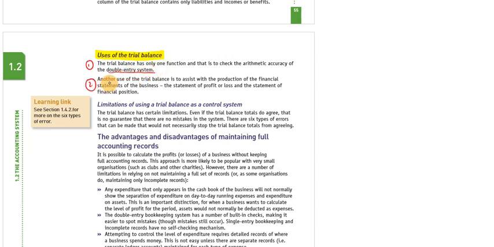The other reason why we make a trial balance is if you want to make the financial statements of a business. In the financial statements we have two types of statement. Number one is the profit or loss account, and the second is the statement of financial position. So the purpose of making a trial balance is to prepare the statement of profit and loss and the statement of financial position. Got it, students? Yes, sir.